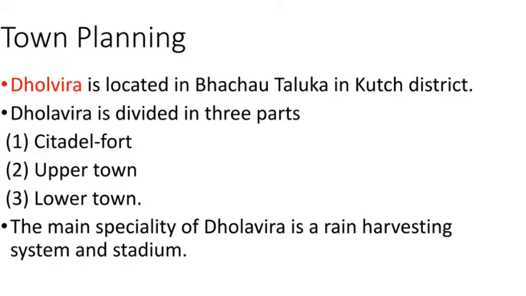Dholavira is located in Bhachau Taluka in Kutch district. Normally, Harappan towns are divided into two parts: Citadel Fort and Lower Town. But Dholavira is divided in three parts: Citadel Fort, Upper Town, and Lower Town. The main speciality of Dholavira is a rainwater harvesting system and stadium.